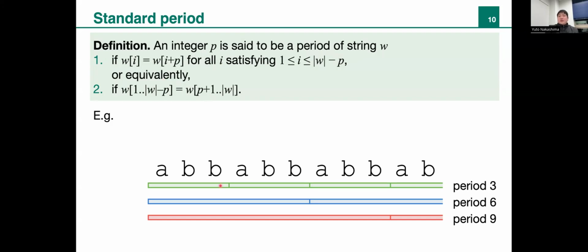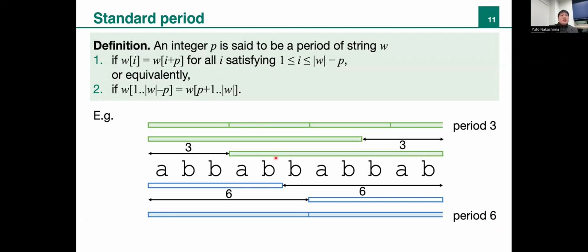Let's see this example. This string ABB has periods 3, 6, and 9, as you can see. In the second case, there is a border of rank 8, and the length of this string is 11, so 3 is also a period of this string.